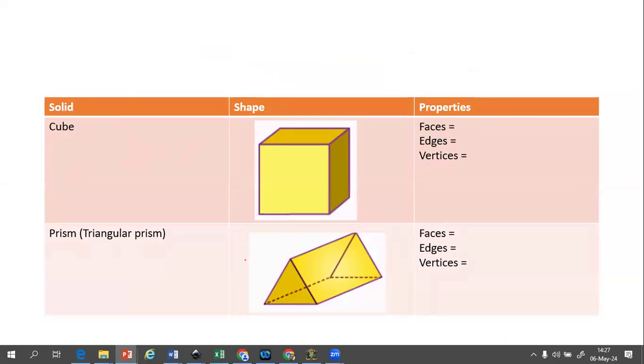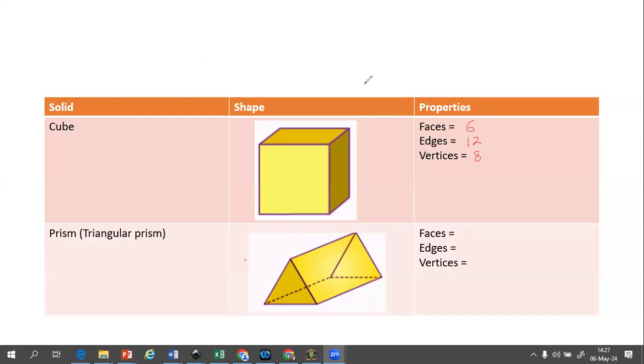Someone can raise up and take us through, tell us for this figure, this is what I'm able to see. Okay, yes, Matthias. A cube, it has 6 faces. Okay. It has 12 edges. And 8 vertices. Okay, very good. Another person to tell us for the prism.